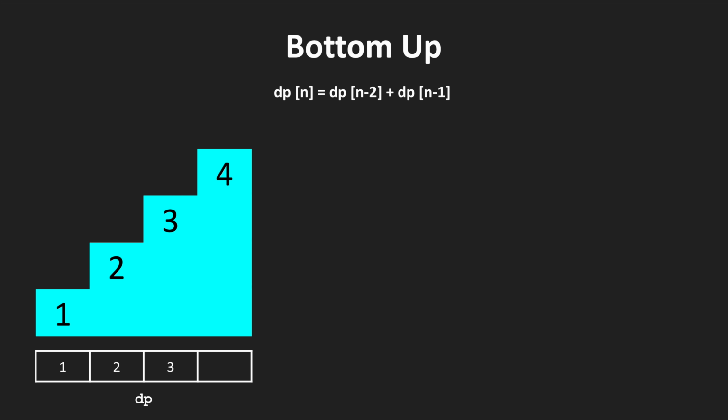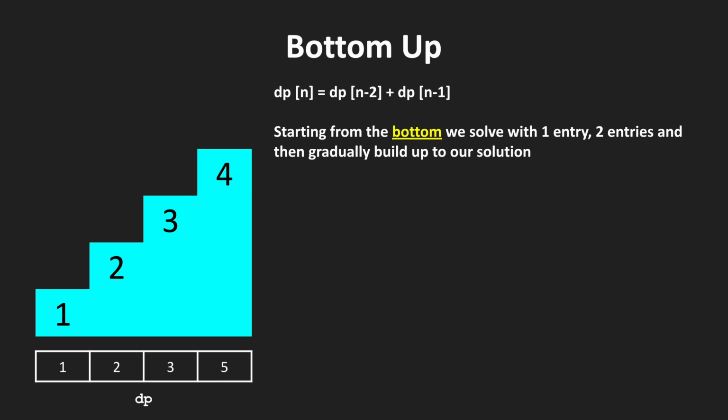So each consecutive step is basically the sum of the 2 previous steps, right? For example, for 3, it's 1 plus 2. For 4, it's 2 plus 3. For 5, it's 3 plus 4, and so on. So then if we summarize, what is the bottom-up approach? Bottom-up approach is that we are starting from the bottom, we solve 1 entry or 2 entries and so on, and then we are gradually building up to our solution. So we are solving the smallest subproblem, and then we are building up to our solution.